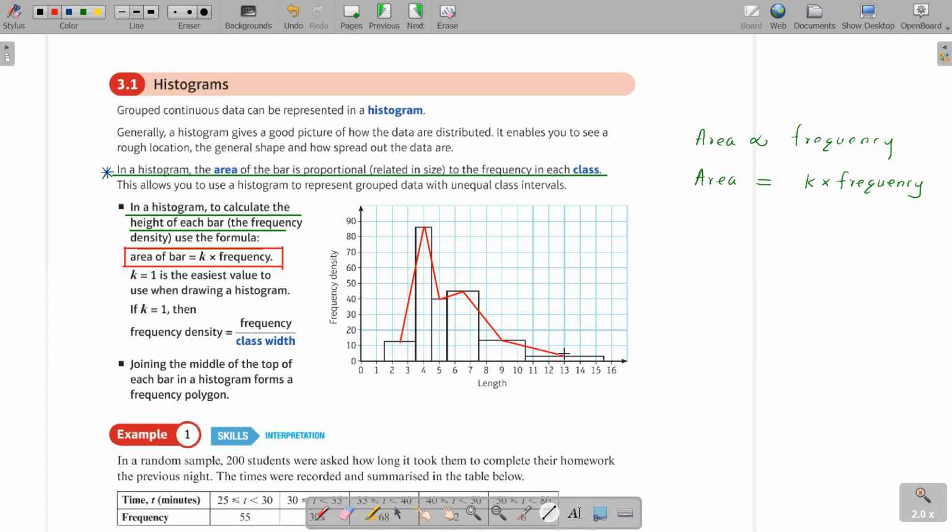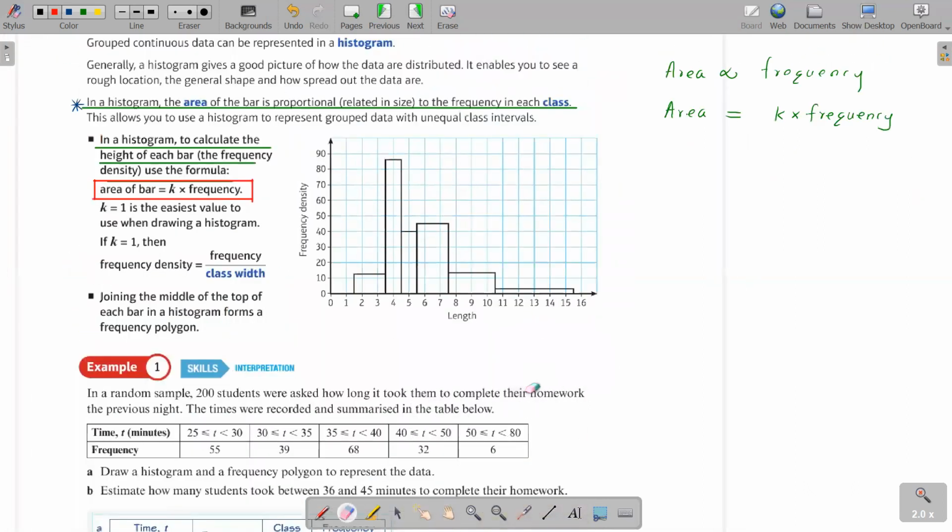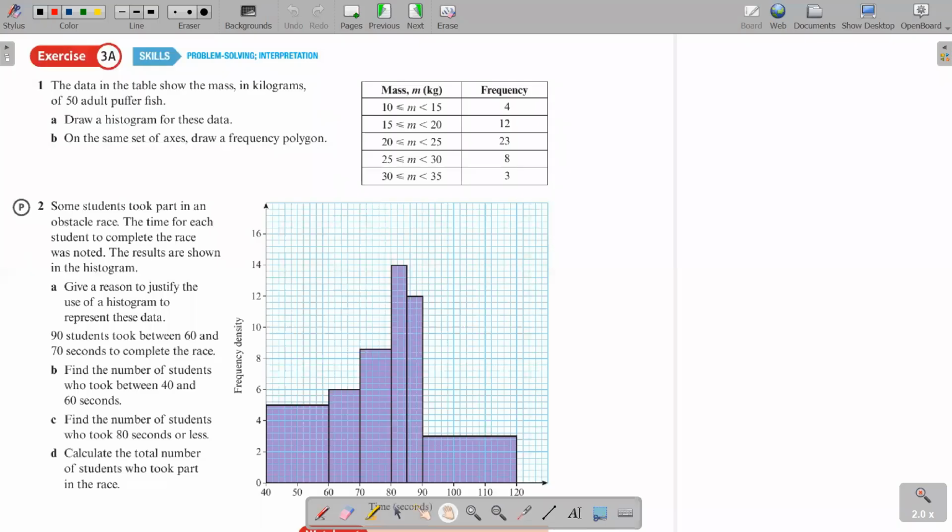Okay. All right. So we are not going to be moving much into frequency polygon. So we are mainly focused on the histogram, so drawing the histogram and also calculating sums related to histogram. So let's go into some sums now. Okay, so we'll move to exercise 3A, question number 1. They say the data in the table shows the mass in kilograms of 50 adult pufferfish. Draw a histogram for these data.